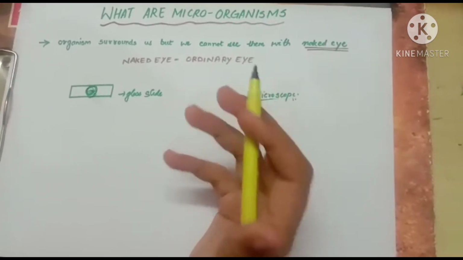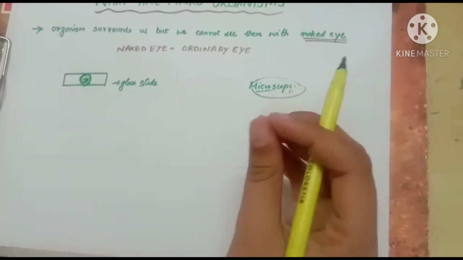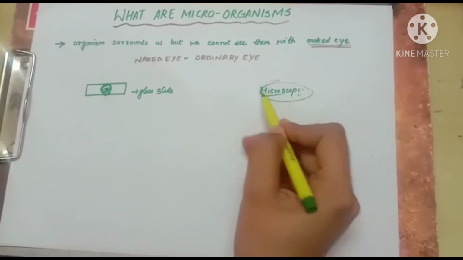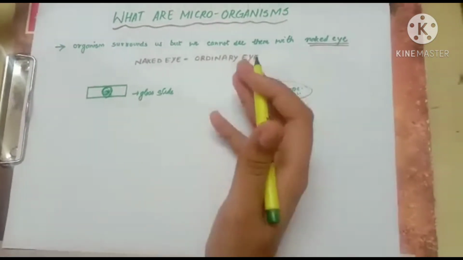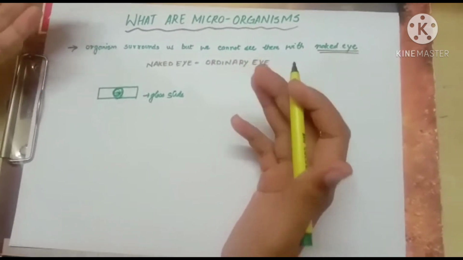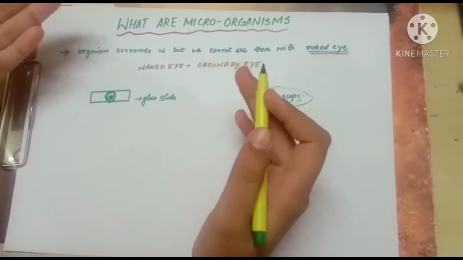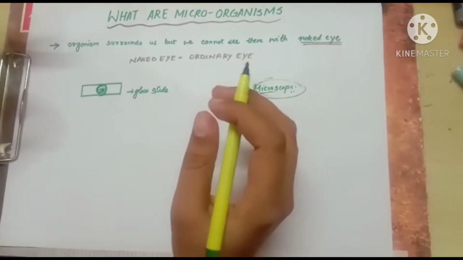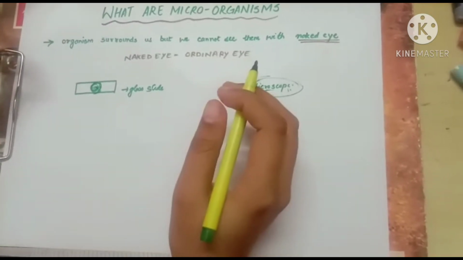We need a special instrument such as a microscope to see them, because they are so small that we can't see them with ordinary eyes. We need a microscope to magnify them, and then we can see them. So now, what is the definition of a microorganism? It is an organism which cannot be seen through the naked eye and can only be seen through a special device called a microscope. Those organisms are called microorganisms or microbes.